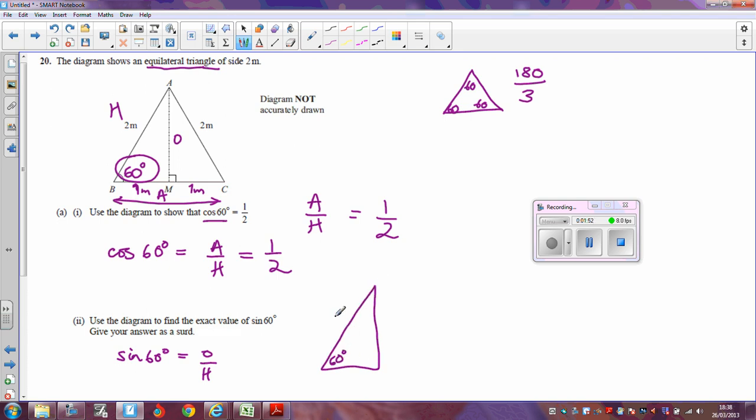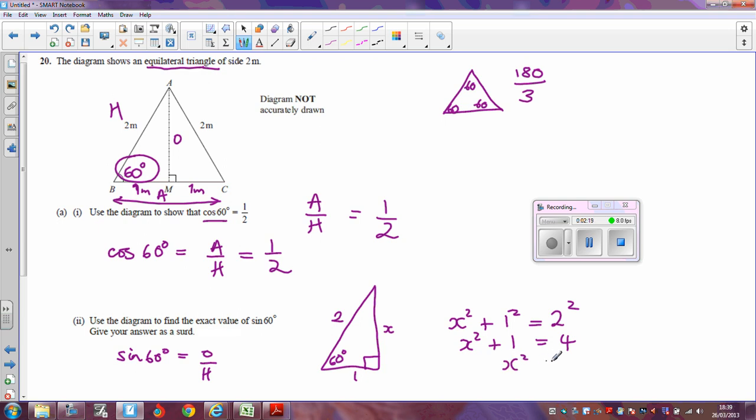There's our 60 degrees. That's 2 meters. That's 1 meter. That's a right angle. And we need to know the length of this. And I can use Pythagoras here because I know that one of the short sides squared, plus the other short side squared, well, that's 1 squared, is going to equal the hypotenuse squared, which is 2 squared.